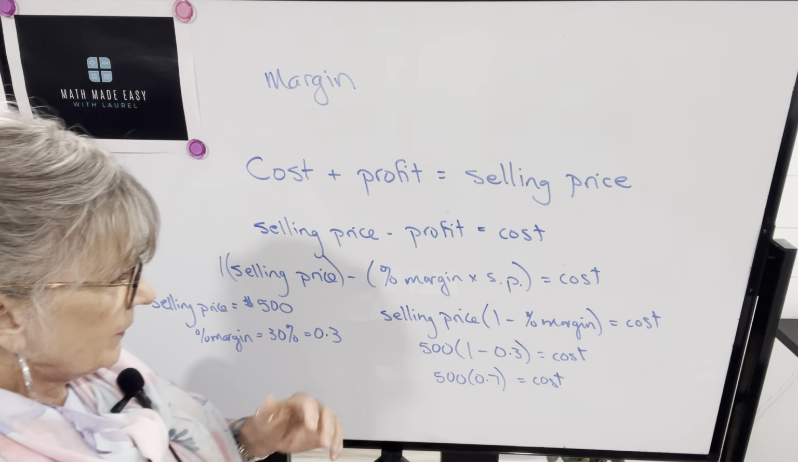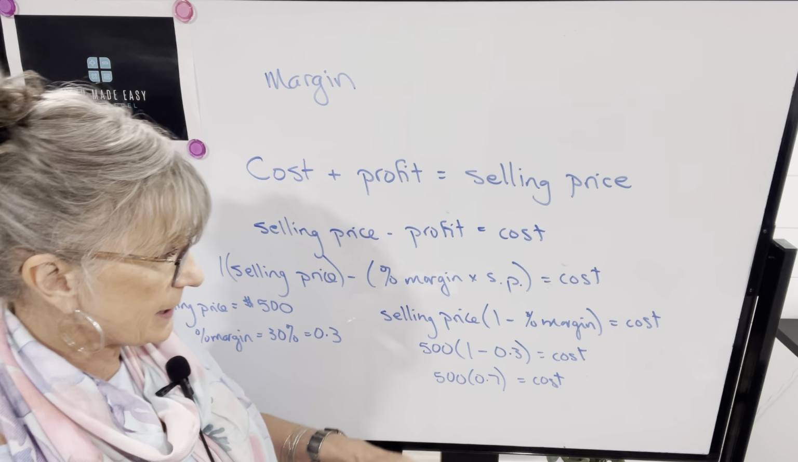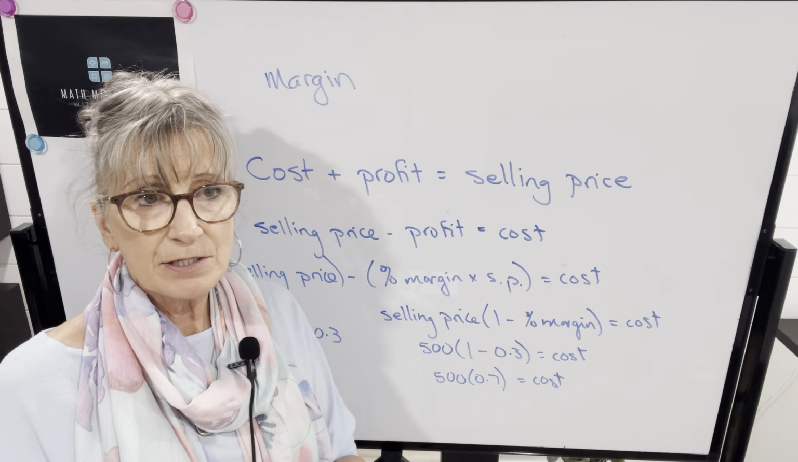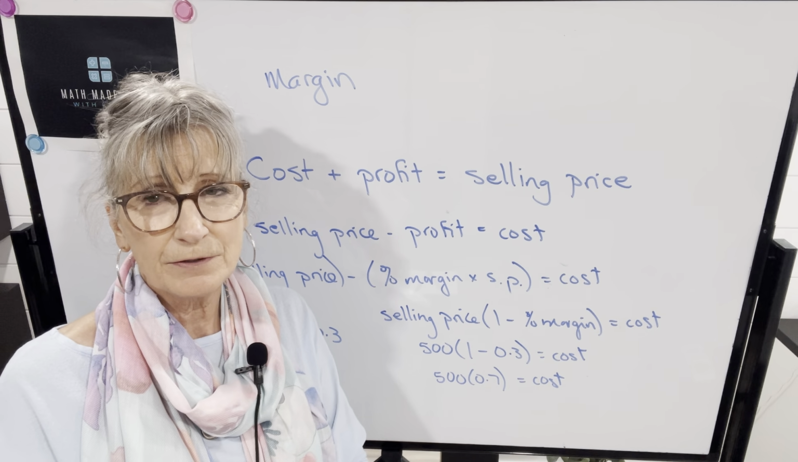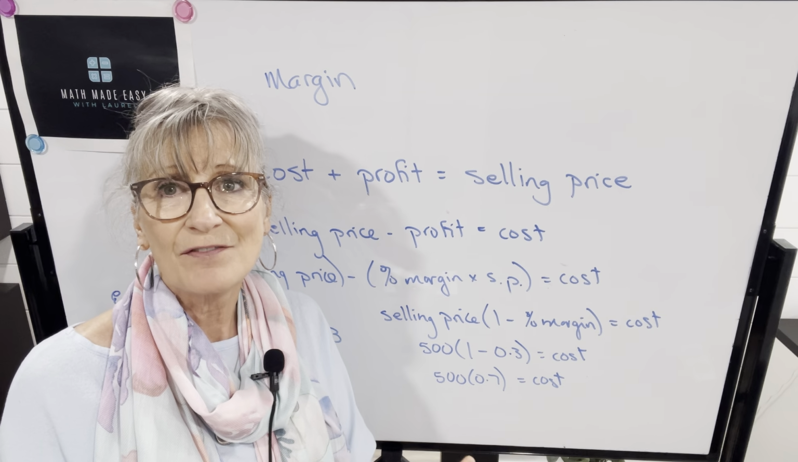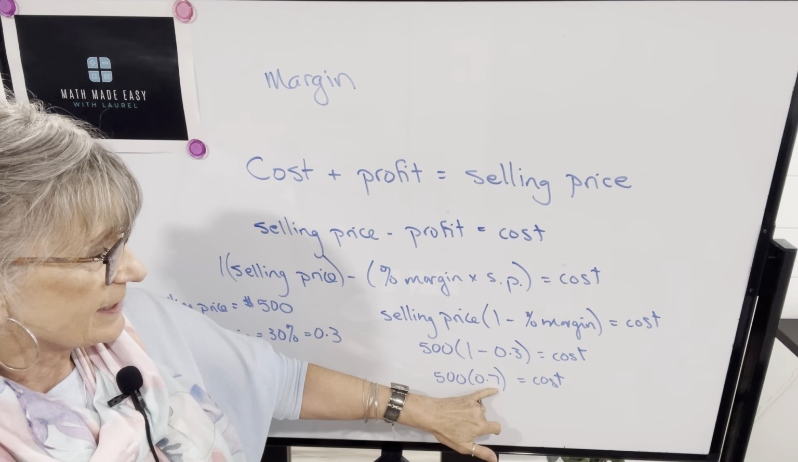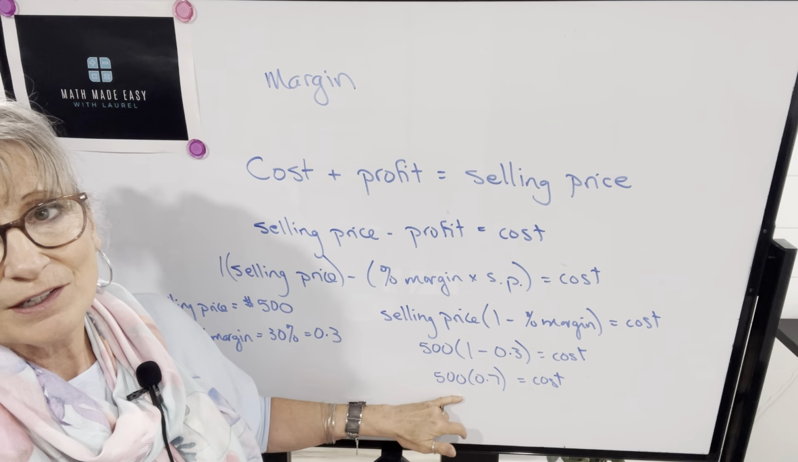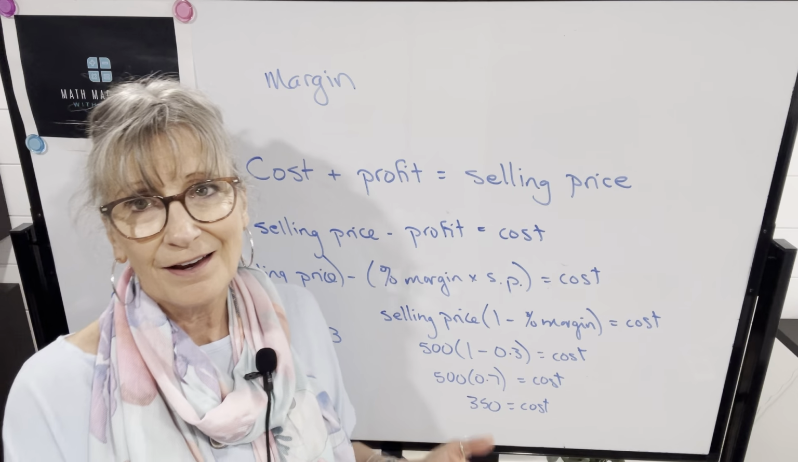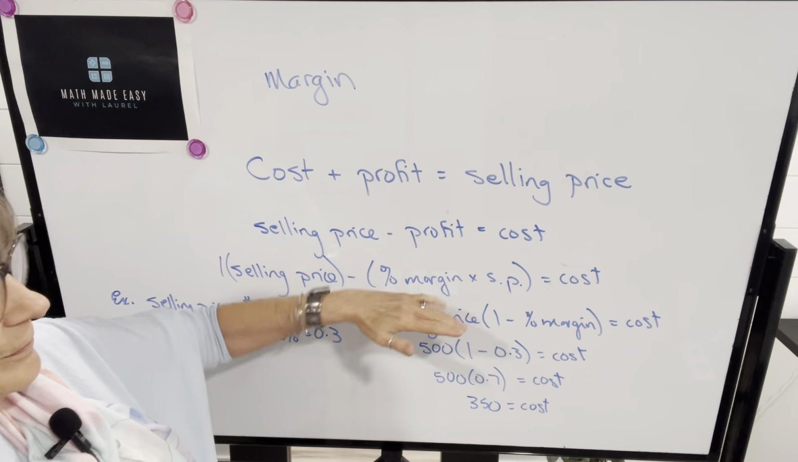And one way that you can think of that might make it make sense, if your margin is 30%, that means 30% of the selling price is profit and the rest is the cost. So the rest would be 70%. So what I'm doing is finding 70% of the selling price to get cost. I get the same value doing it this way as I did when I used this formula.